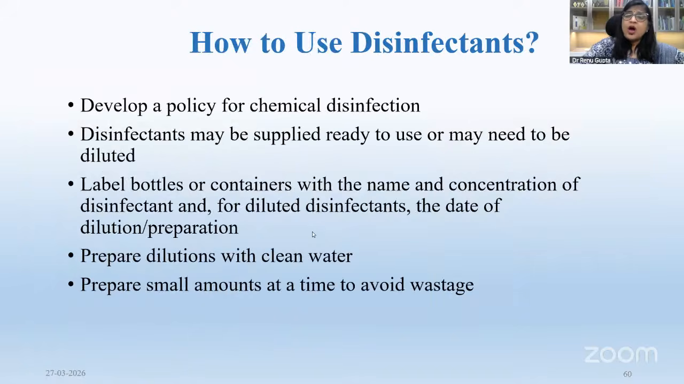So, how to use disinfectants? As I told you, you should have a clear-cut policy. For every disinfectant, the contact time, the pH, how to dilute it should be clearly written, and your staff should be aware of that. So you need to develop a policy. Disinfectant may be supplied ready to use by the manufacturer, or you have to dilute them. You have to dilute them based on the manufacturer's instructions. You just cannot use your own whims and fancies.